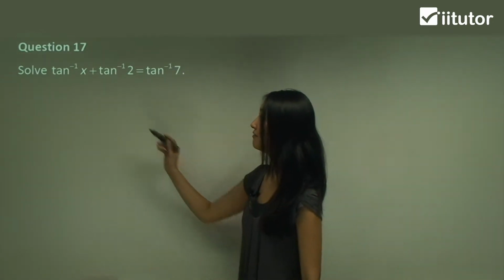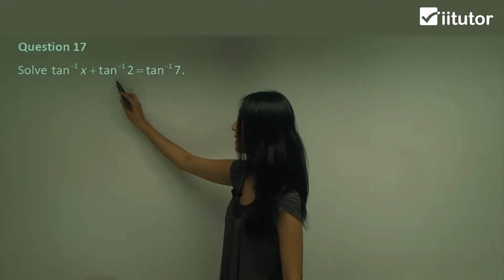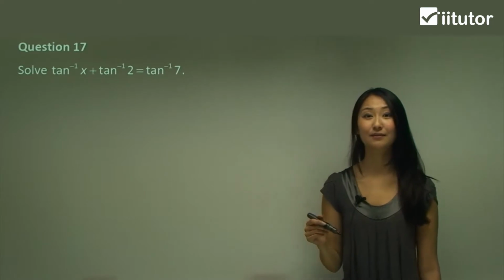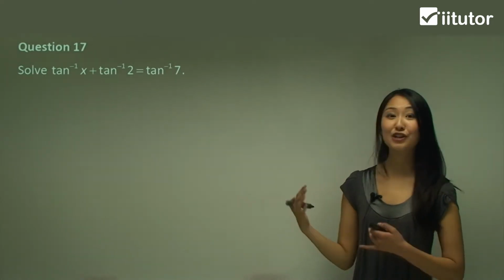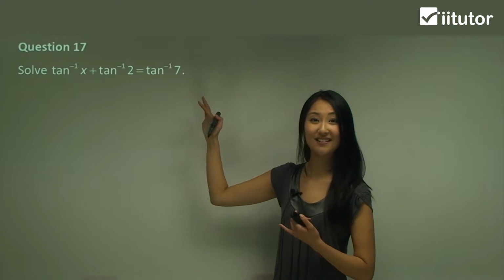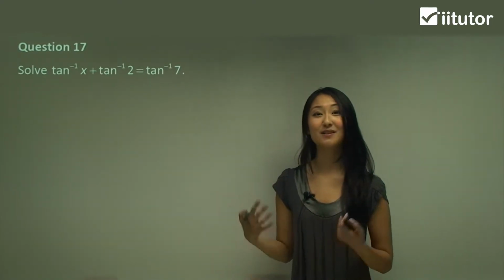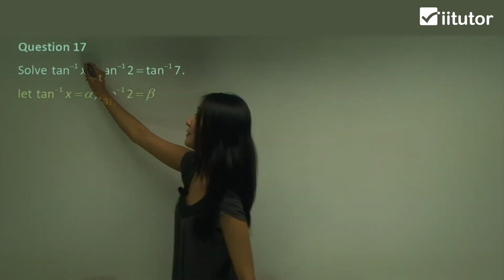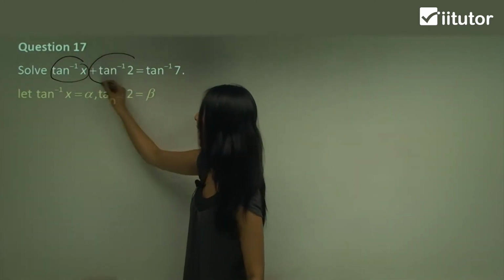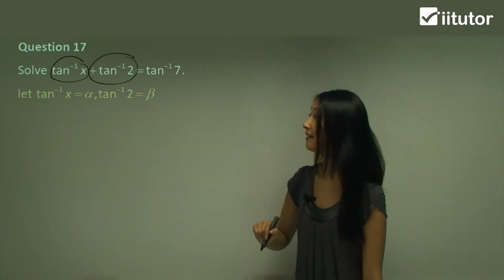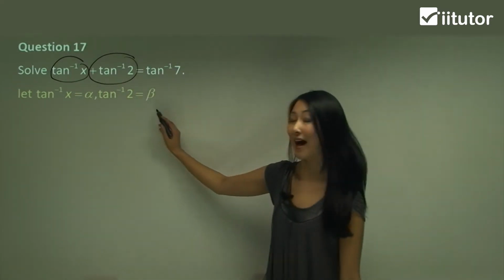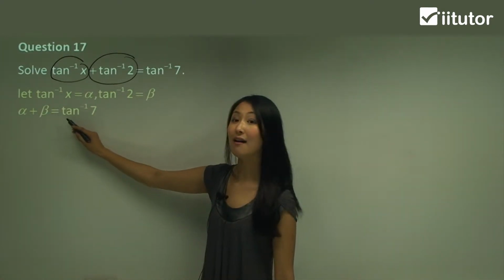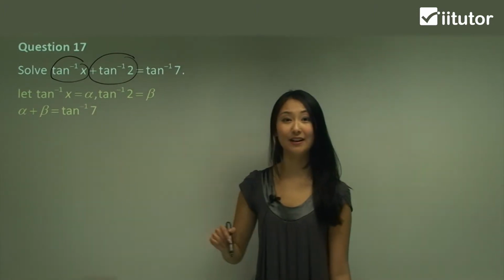So here we want to solve inverse tangent x plus inverse tangent 2 equals inverse tan of 7. Now, I don't expect you to know how to do that just by looking at it, so this is why I'm teaching you the process, so when you see a similar question, you'll be able to. The first thing we want to do is let this equal alpha and let that equal beta. So I can say that alpha plus beta equals inverse tangent of 7.